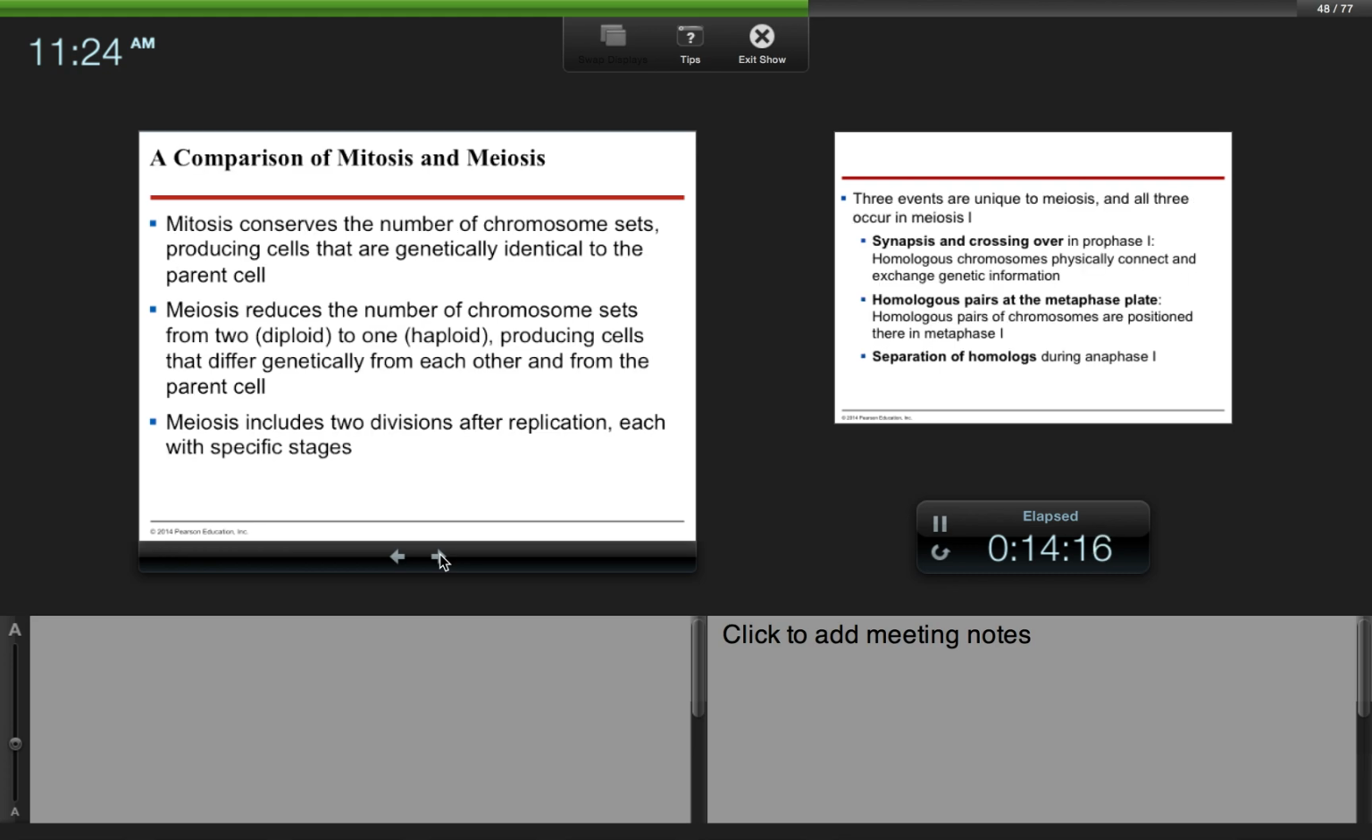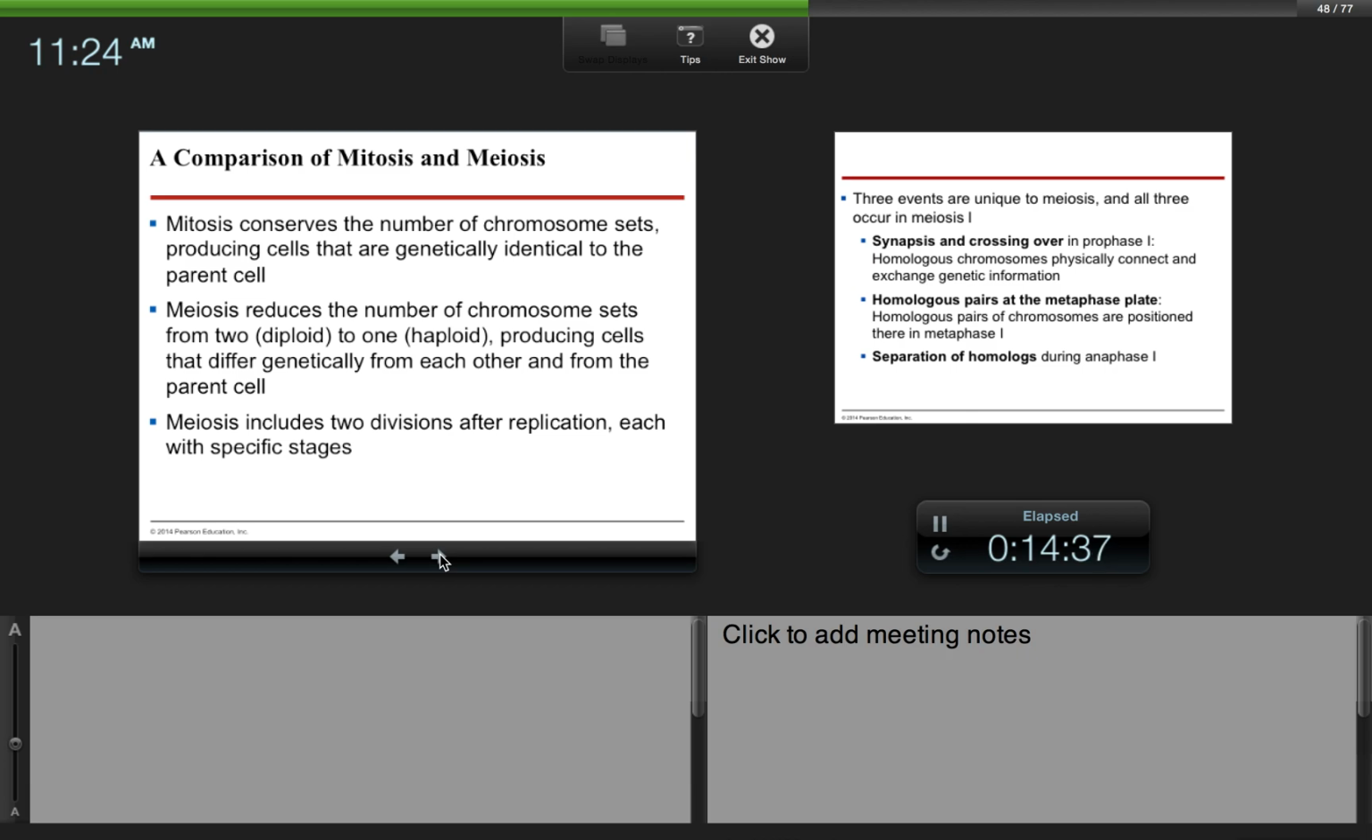Comparing mitosis and meiosis. Mitosis conserves the number of chromosome sets, producing cells that are genetically identical to the parent cell. So in mitosis, you start with a 2N cell, you end with a 2N cell, genetically identical. In humans, you go from 46 chromosomes in the parent cell to 46 chromosomes in the daughter cell.